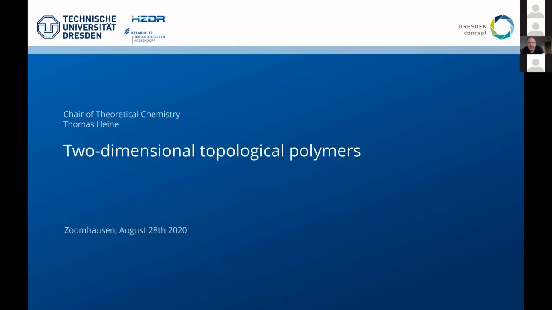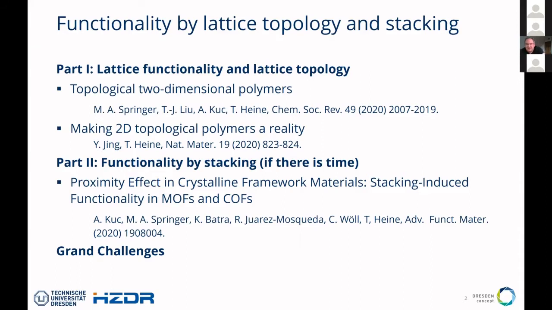Okay, here we go. So the topic of today's talk is two-dimensional topological polymers, and that is a new topic for me for more than a year, and I'm pretty excited about that. So what am I going to talk to you about? I will talk about functionality. I would like to talk about functionality that is not coming from a functional group, but rather from the lattice topology, and by stacking.